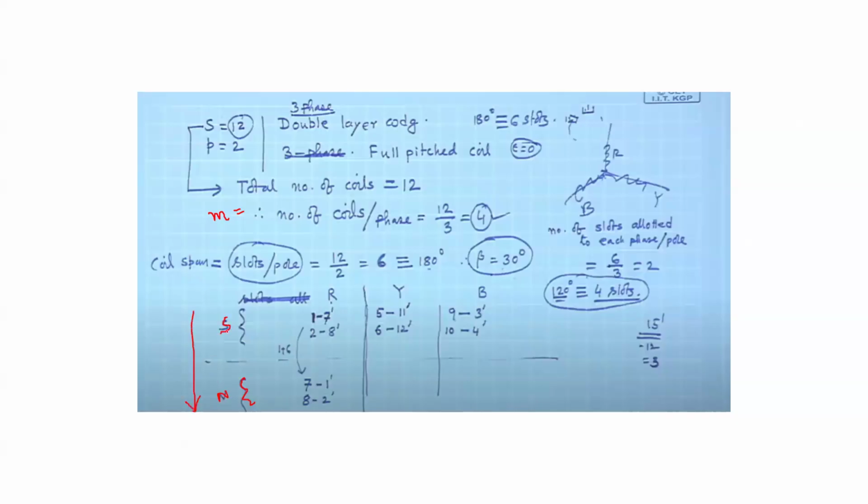On this axis it is north and south pole, and on this axis I am denoting the phases: R phase, Y phase, B phase. Okay, now let us try to find out the number of coils per phase.